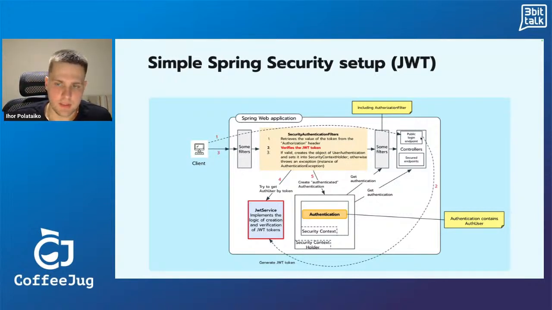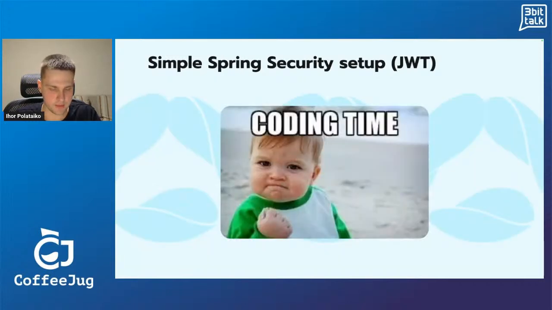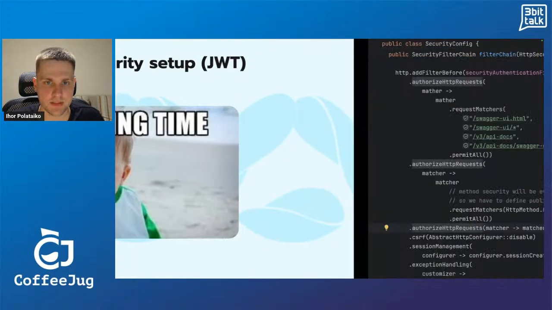So upon the login, the endpoint would be reaching to some class which I just called JWT service, and this class encapsulates the logic of creation and verification of JWT tokens. Upon the login endpoint, the JWT service will be generating the token, and this token will be returned to the client. And on each request processing, the security authentication filter will be reaching to this class to verify if the token is valid. And all the rest of the setup remains pretty much the same. So now let's switch to the code and see how it all actually looks in the code.